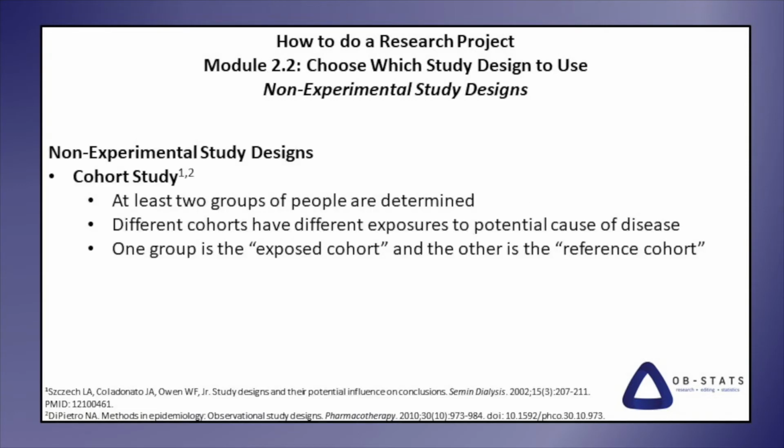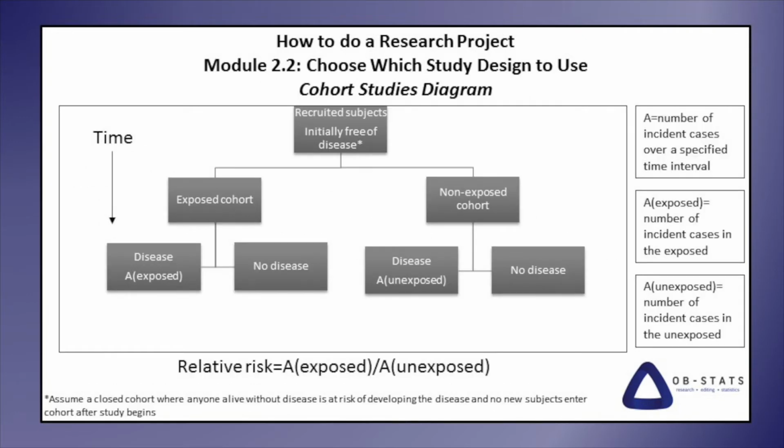We will now discuss the descriptions and summaries of the 3 most common non-experimental study designs, their limitations, and benefits. In a cohort study, the investigator defines 2 or more groups of people free of the disease of interest and differing according to their exposure to a potential cause of the disease. 1 or more groups are typically called the exposed cohort, and 1 group is typically called the reference cohort. In this figure, assume the following. A closed cohort where anyone alive without disease is at risk of developing the disease and no new subjects enter the cohort after the study begins.